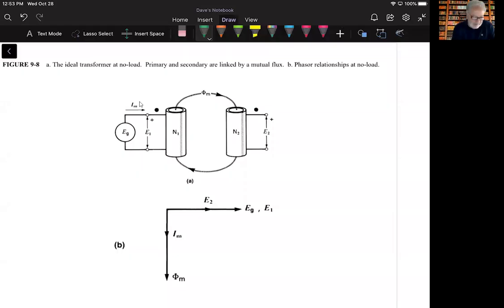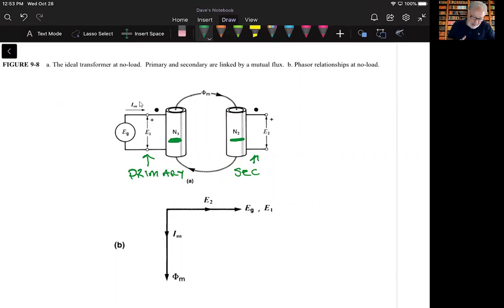Okay, so this figure 9.8 shows an ideal transformer. And of course, we know that we define the side where the source is connected as the primary, and the side where the voltage is induced, the secondary. Okay, so this is the primary side, this is the secondary side. He also shows that we're defining the primary terms, the number of turns of coil on the primary side is N1, and the number of turns of wire on the secondary is N2.